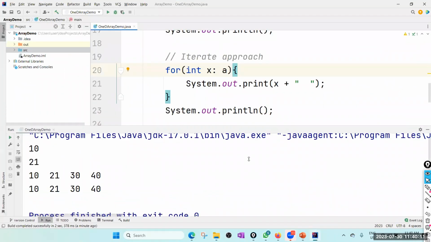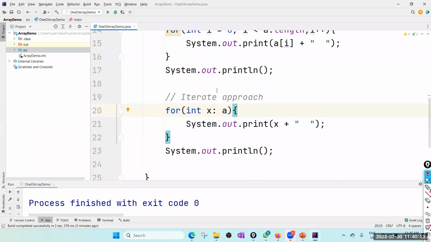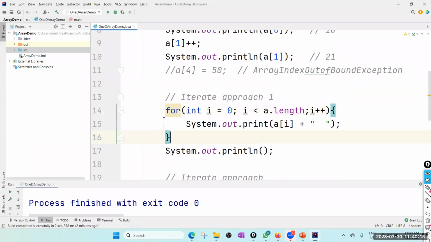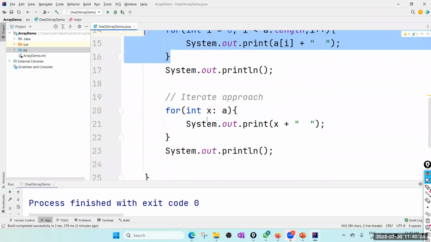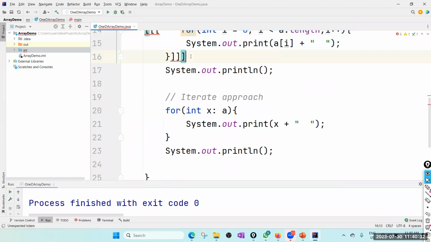Right, so those are the two approaches in iteration. In this approach, you can iterate in whatever way you want, bottom to top, right to left or left to right. But this iteration always goes from left to right, from the 0th element to the last element. Okay, right. So then we can extend this concept. Any questions on arrays?